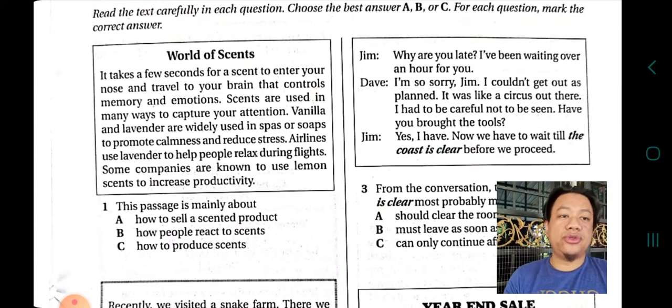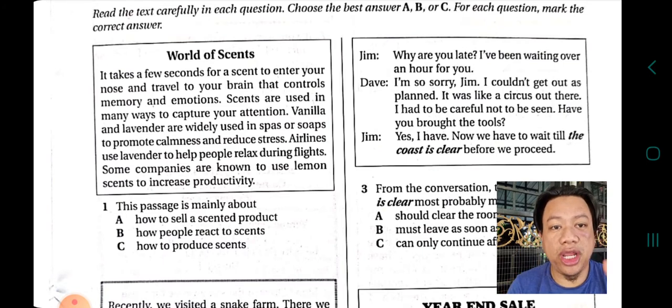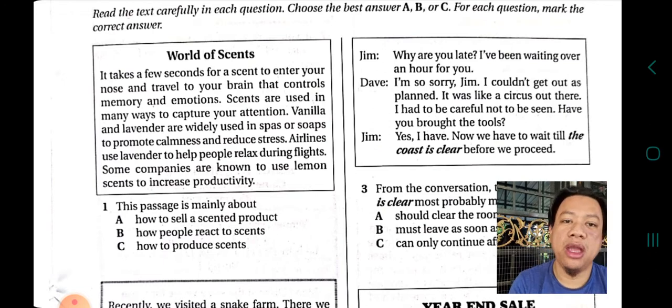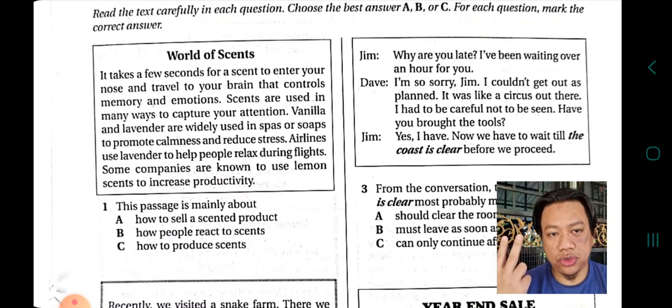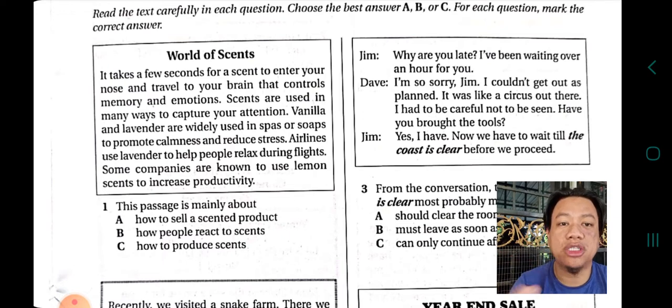After you receive this kind of question, don't panic. First step, remember, straight away read the question. Don't read the text yet. It's a waste of time. Read the question first. What does the question want? Look at question number 1: this passage is mainly about. Next, step number 2, understand what the question wants. The question wants to know about the text on top, World of Scents, and what it's all about.